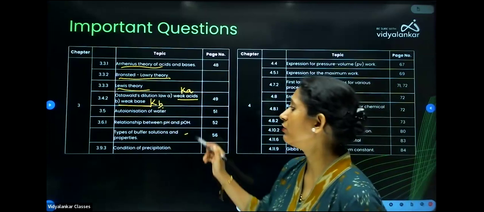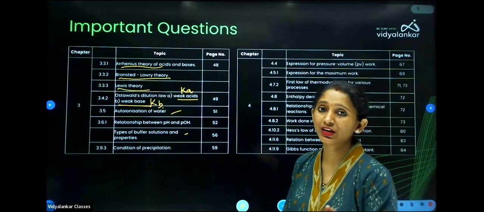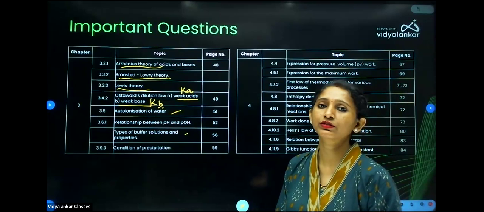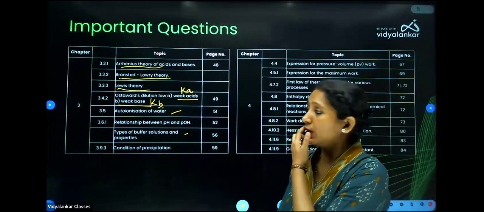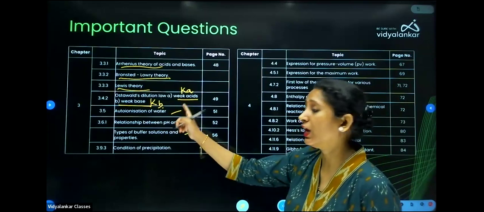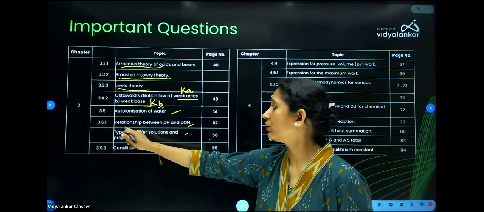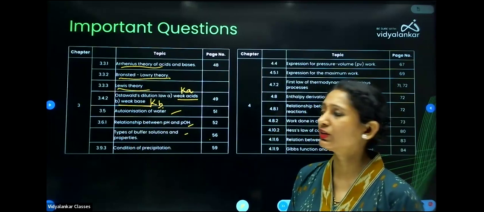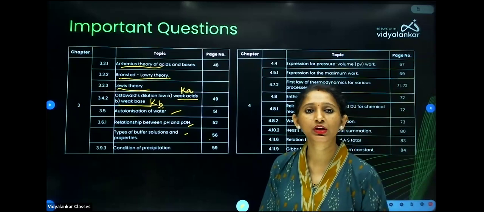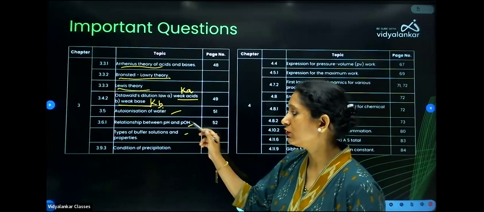Then the next important derivation of the chapter is autoionization of water, that is Kw is equal to concentration of H3O+ into concentration of OH- ion. This is again an important derivation as it helps to derive the relationship between pH and pOH. As you know, it is nothing but pH plus pOH is equal to 14. So do not skip any of these.